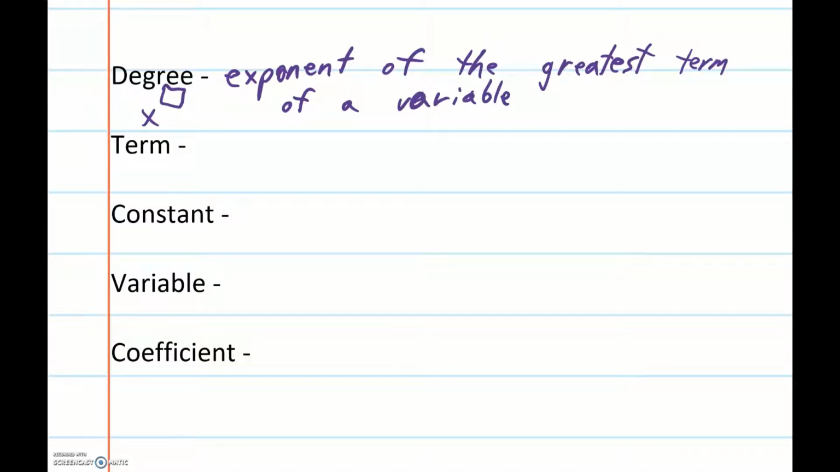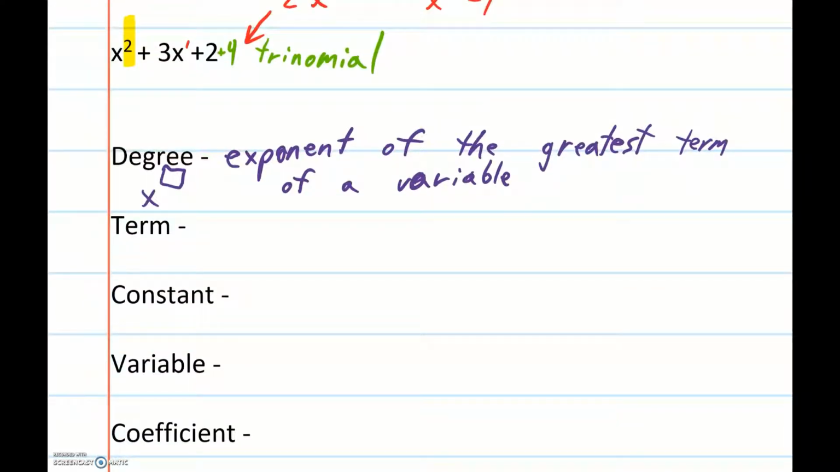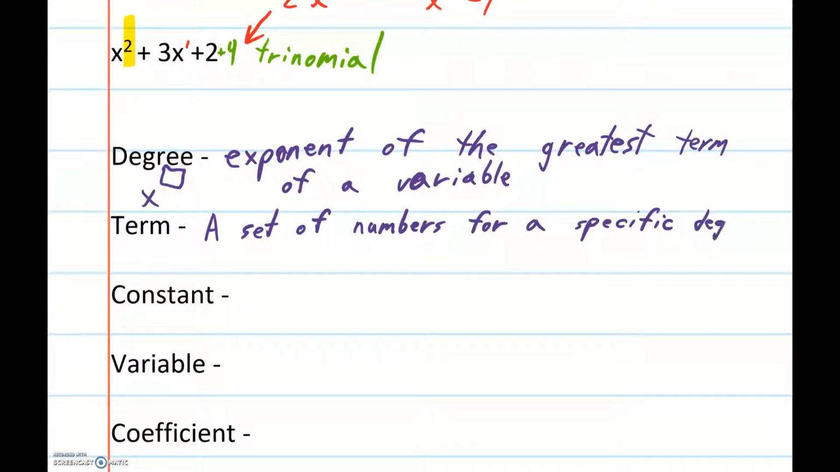Okay, so what about terms? Well, we're looking at how many terms. So a term is a set of numbers for a specific degree. So because my two numbers, 2 and 4, both have degree 0, they're all one term. If I had two things of degree 2, they'd both be one term.